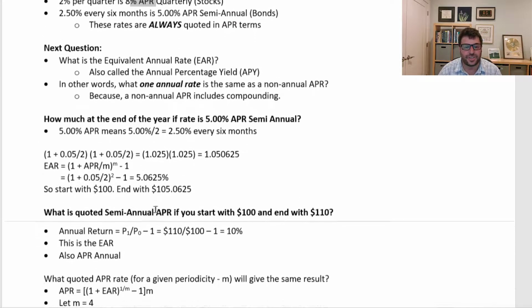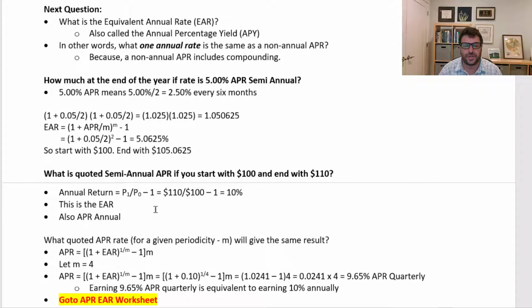So the next question is, if I have something that is quoted as a periodic rate times the number of periods, what is the equivalent annual rate? How much would I be indifferent between earning once versus some periodic return? And the difference, of course, is that the EAR is going to include the compounding and the APR will not. So we need to convert.